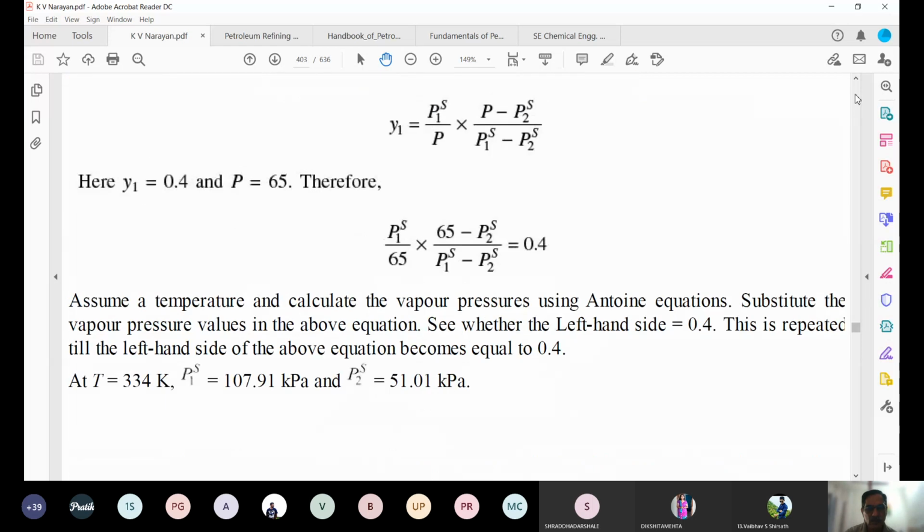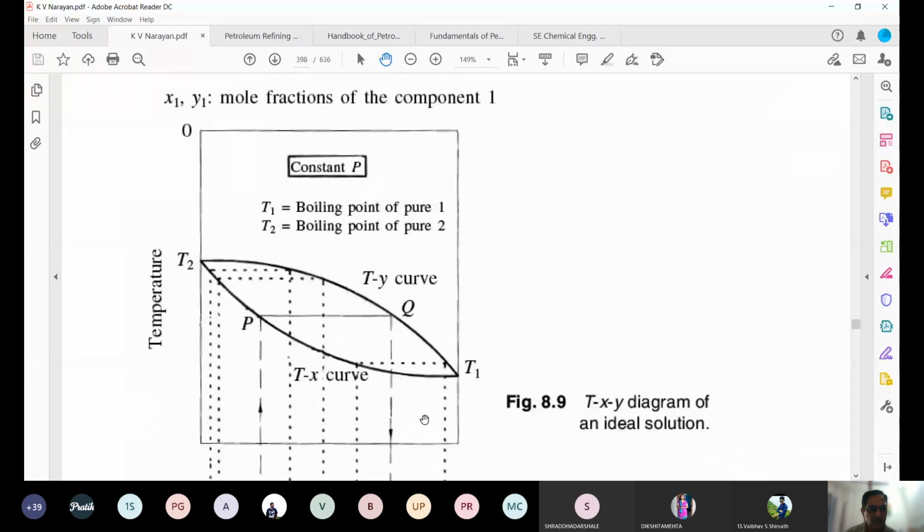What you have done in the calculation is essentially the tie line. This is the vapor composition, this is the liquid composition. P is nothing but the liquid composition on the Tx curve, and Q is nothing but the vapor composition on the Ty curve. The line that connects P and Q is called the tie line. That's what we have done: we calculated the tie line and its two ends.